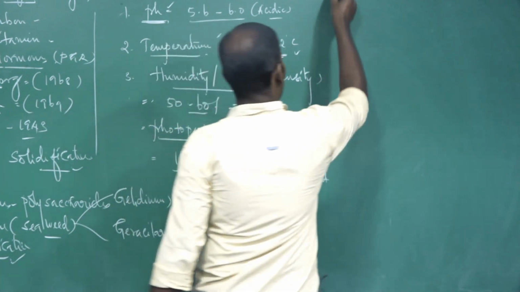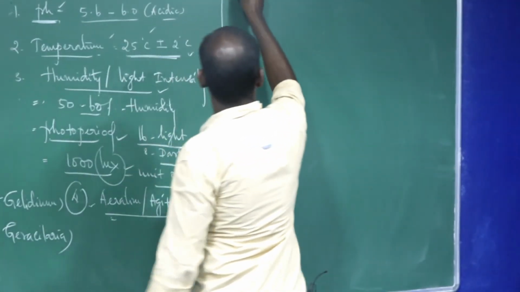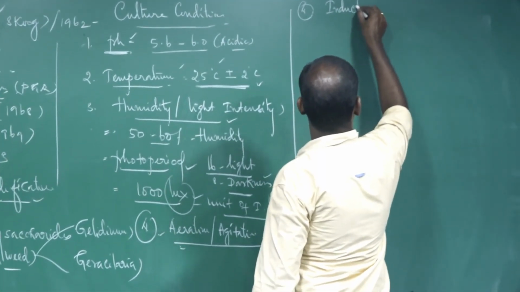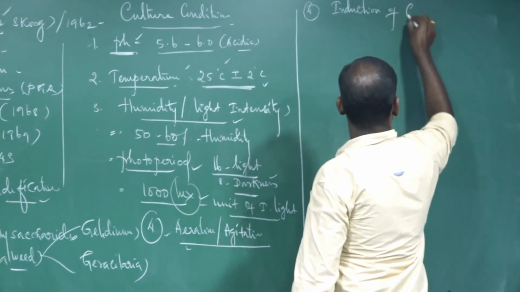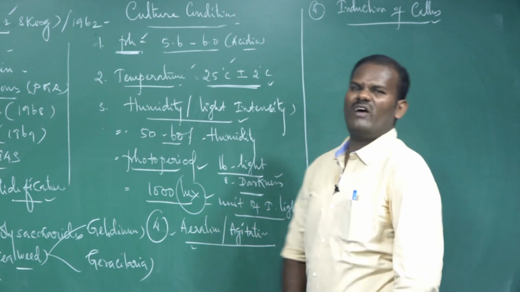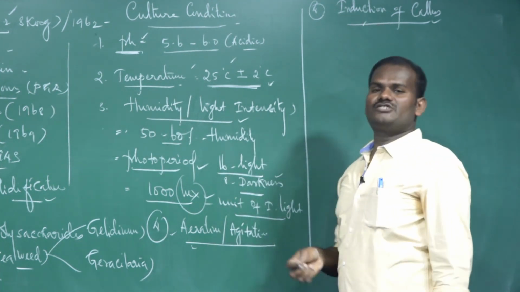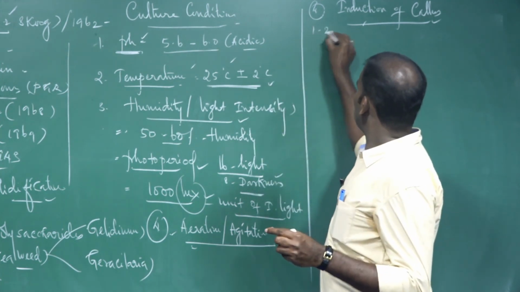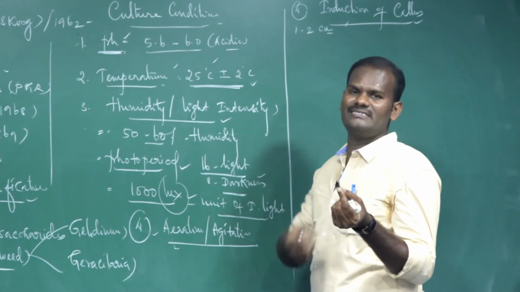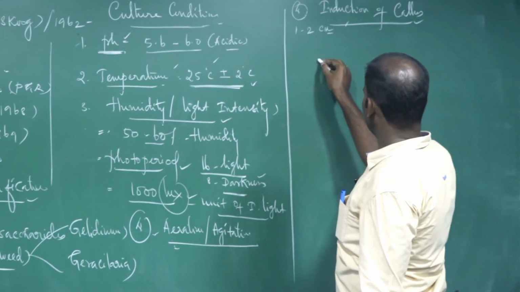The next technique, the fourth one, is induction of callus. How do we induce the callus? What is callus? How do we induce it? An explant of 1 to 2 centimeters, a sterilized segment, is selected from the root, stem, or leaf. For example, eggplant.